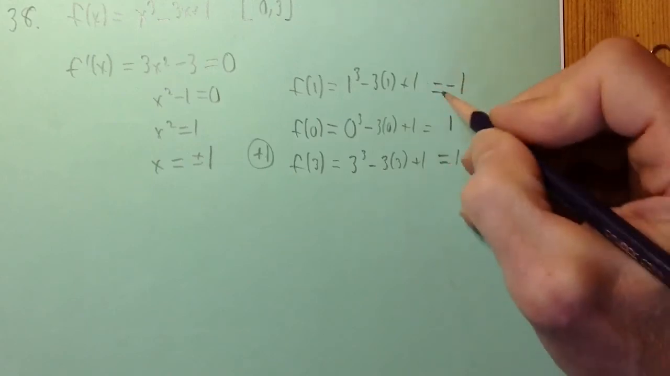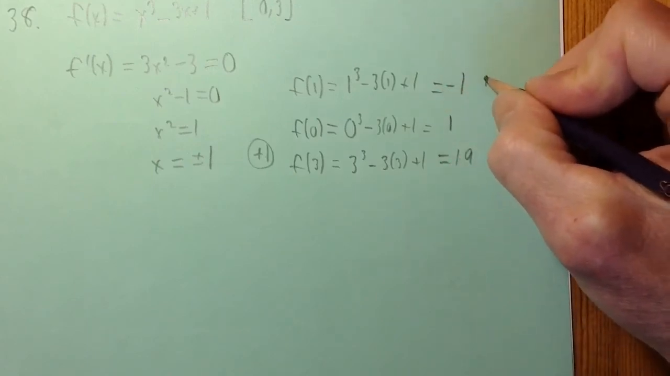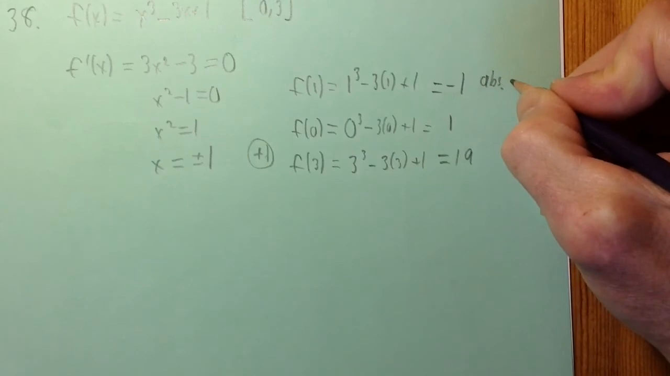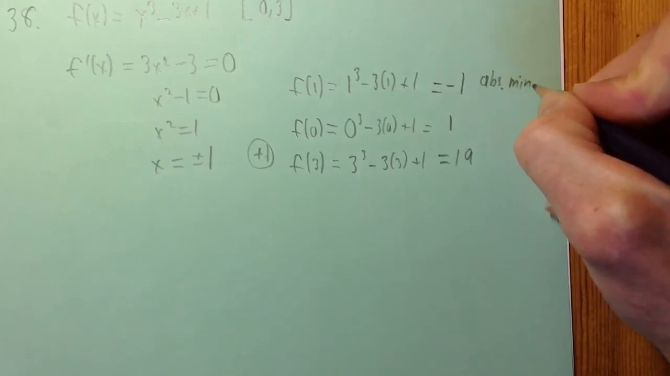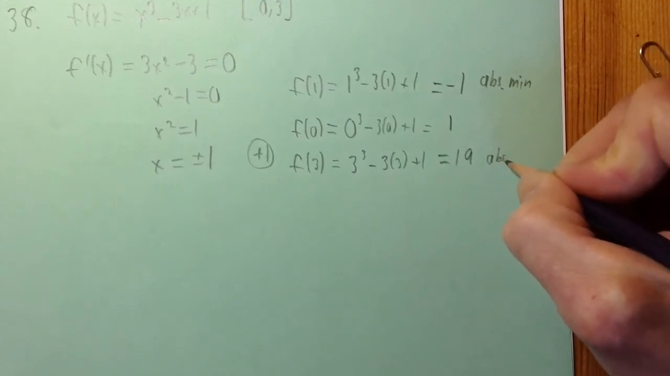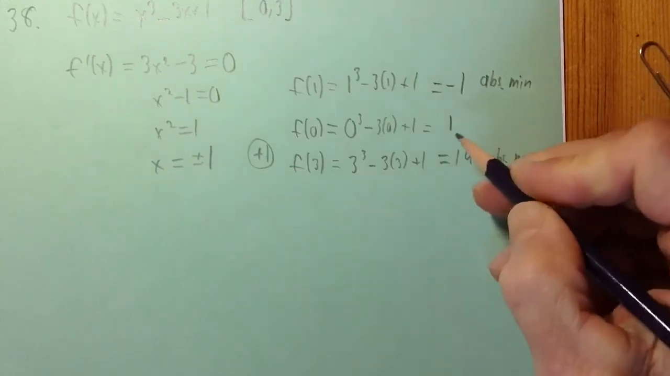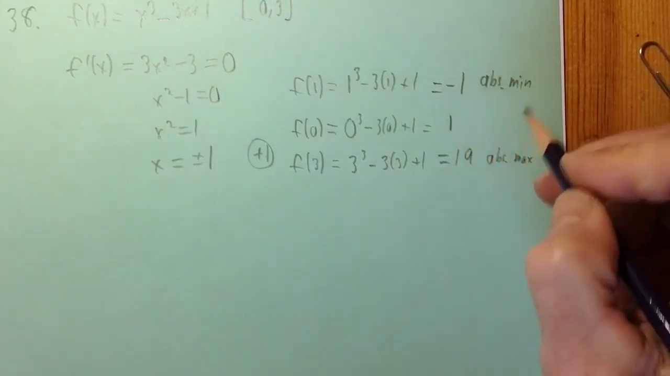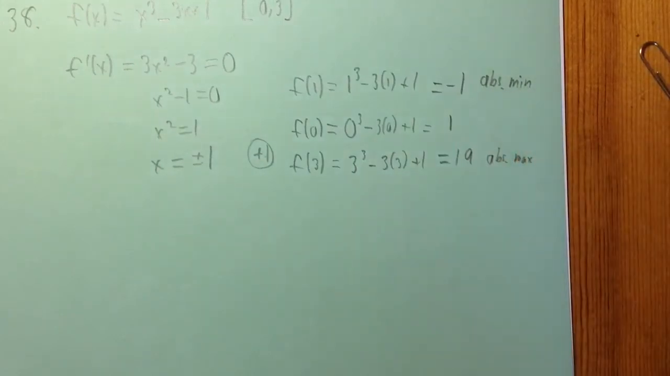Okay, so this would be our absolute minimum. That's the lowest it gets. This would be our absolute maximum. And that's just a point at the end that isn't the biggest or the smallest it gets.